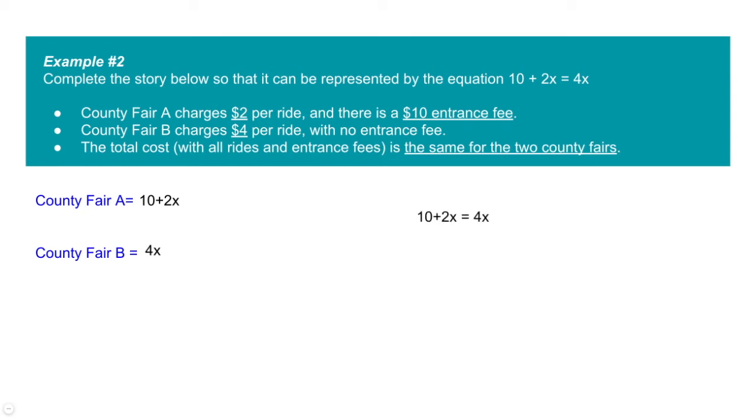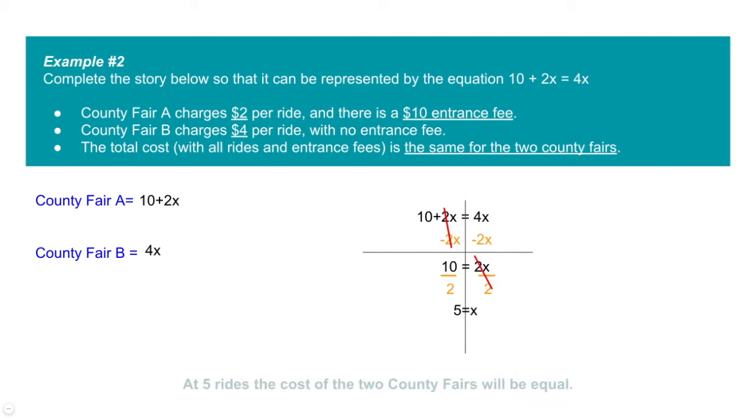So we're going to set those equal to each other, subtract 2x on both sides, and then divide by 2. So at 5 rides, the two county fairs will be equal. So you would spend the same amount of money at County Fair A and County Fair B if you rode 5 rides at each fair.